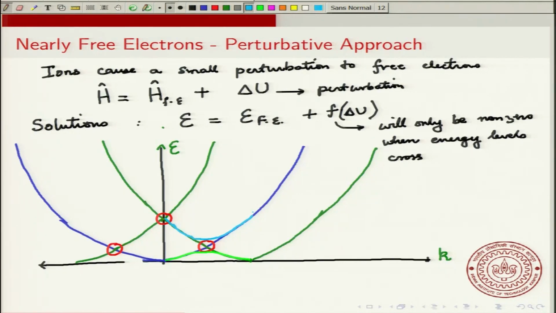The same thing is going to happen here too. Same thing is going to happen here. So this energy level will be pushed down here, and it will become like this. Whereas this energy level will not be perturbed far away from the intersection point, but right near the intersection point it will be pushed like this. So our final band structure will now look like this.